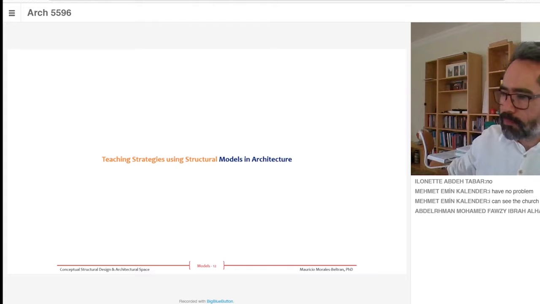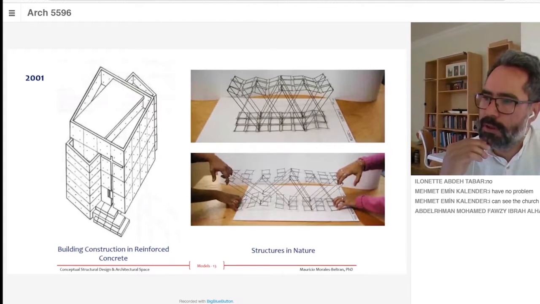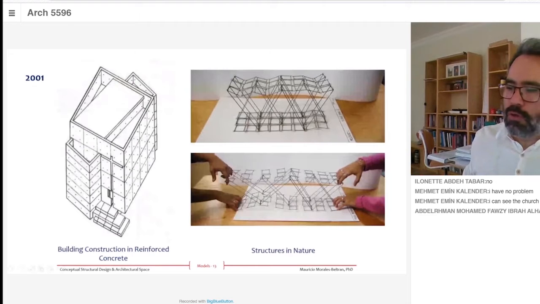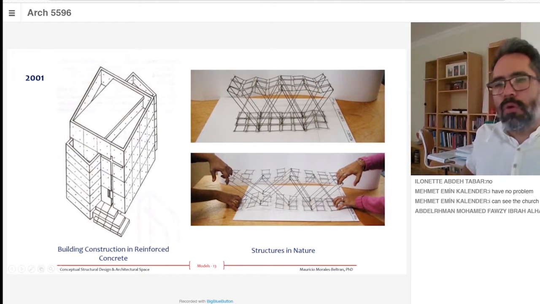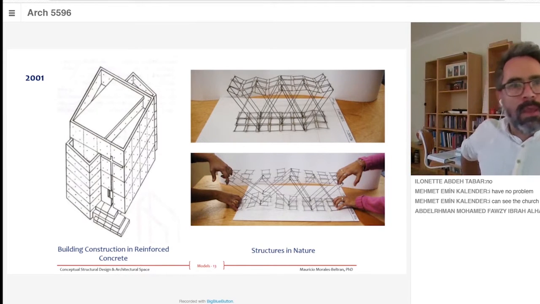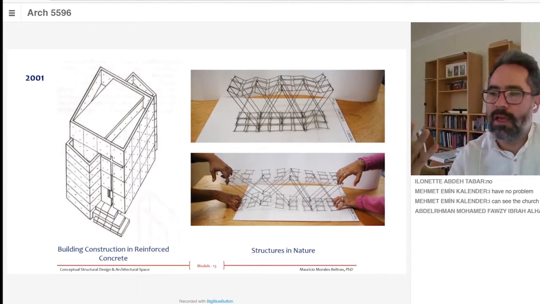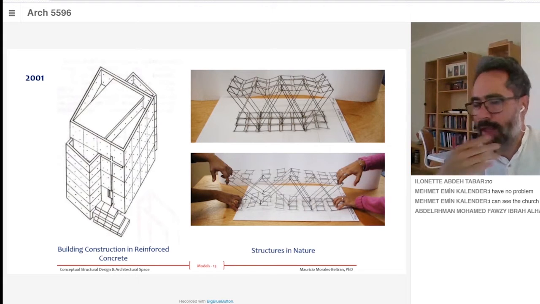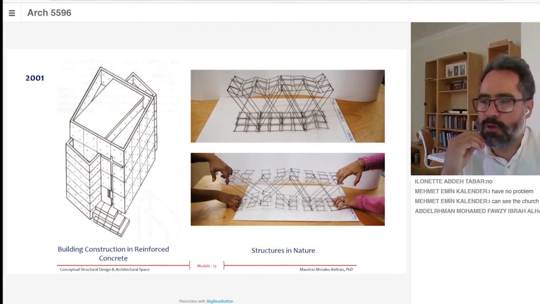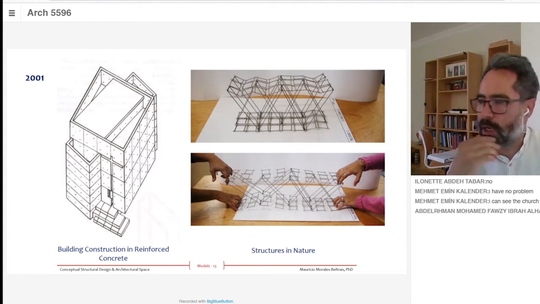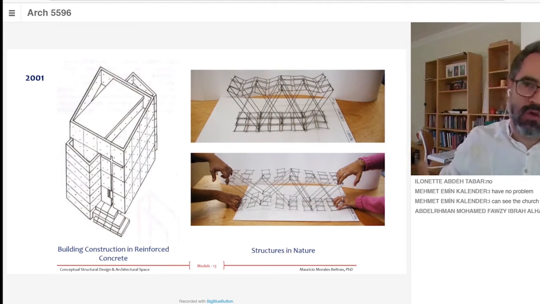In the first years, I was asked to take two courses. One was building construction in reinforced concrete, which is in the image you see to the left, and the other course was structures in nature. When I received them, when I got the responsibility to teach them, they were already there. They had some sort of tradition. It's not that they started with me. And I'm talking, by the way, about Chile, my country, where I started to teach in the same university I graduated from in architecture.